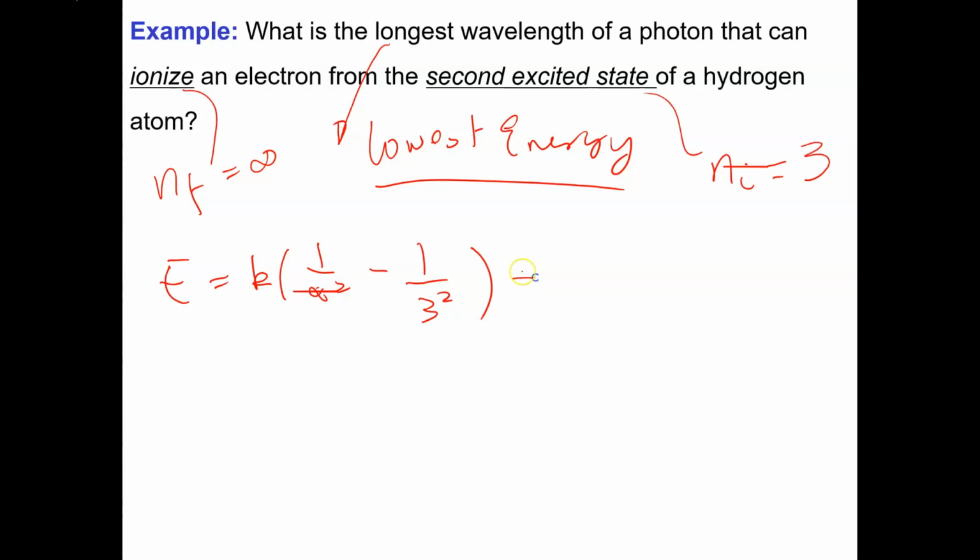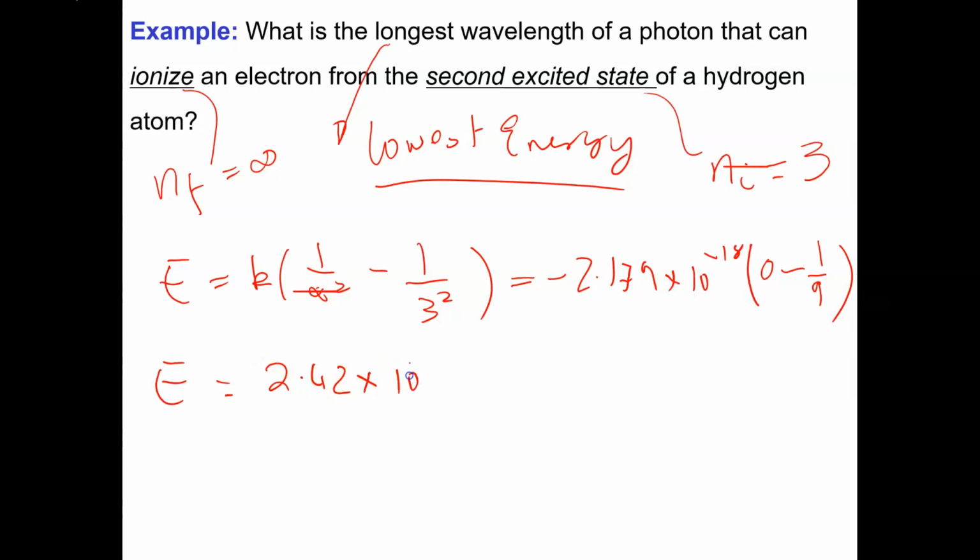And so I'm going to put that into my calculator, k being -2.179 by 10 to the minus 18, over 1 on infinity squared being 0 minus 1 on 3 squared. So that's going to be 1 on 9. So that's going to give me an energy in joules, and when I put that into my calculator, I got 2.42 by 10 to the minus 19 joules.